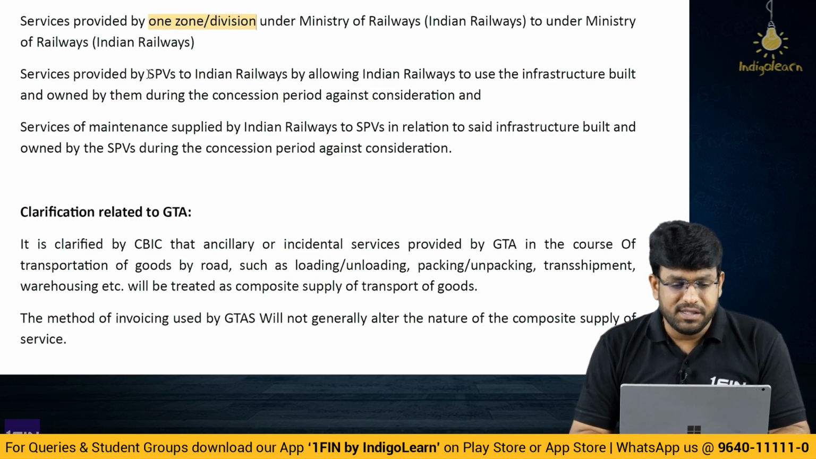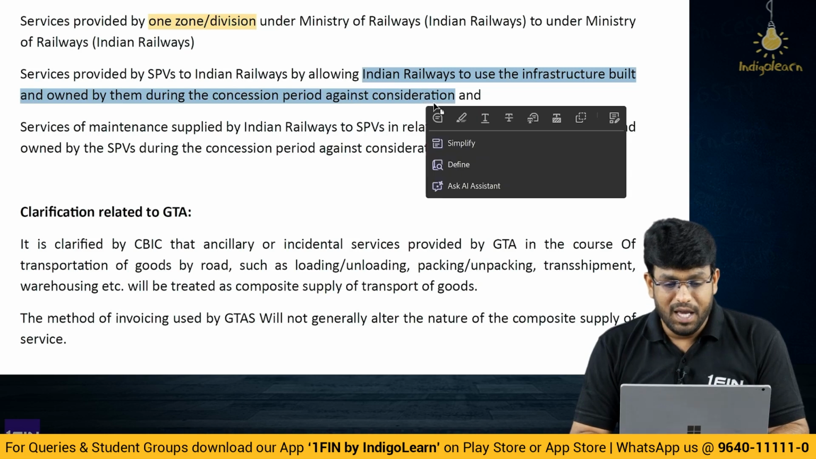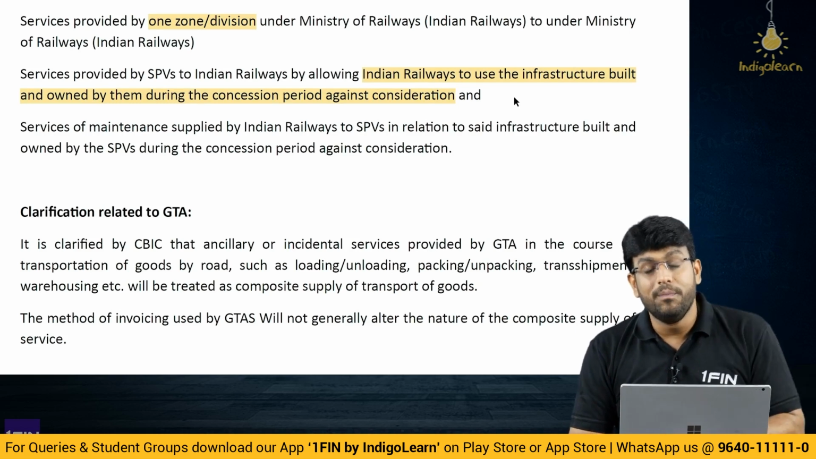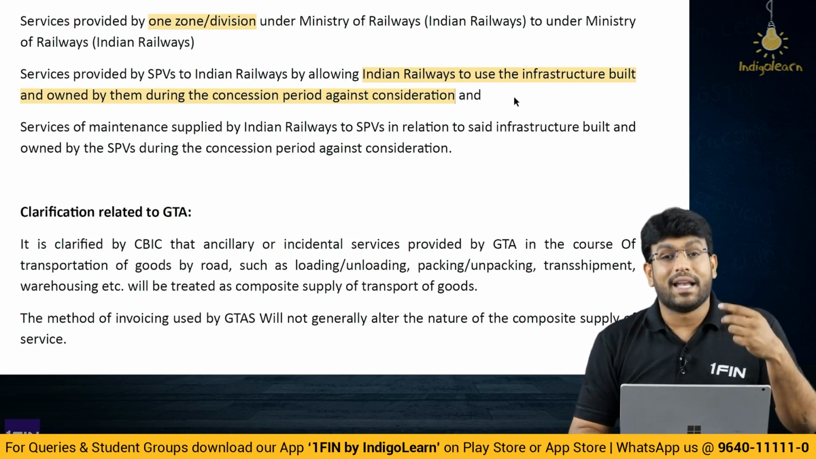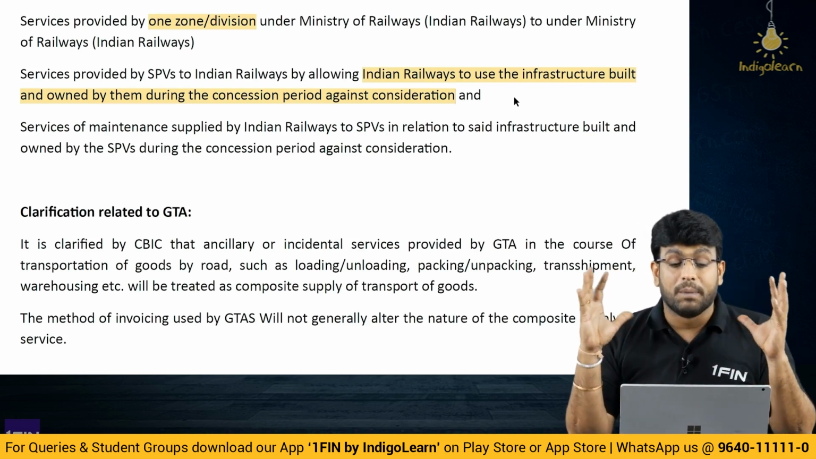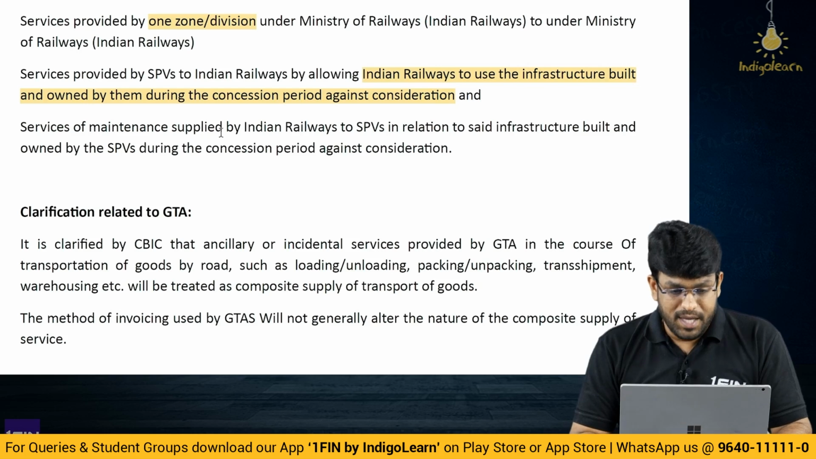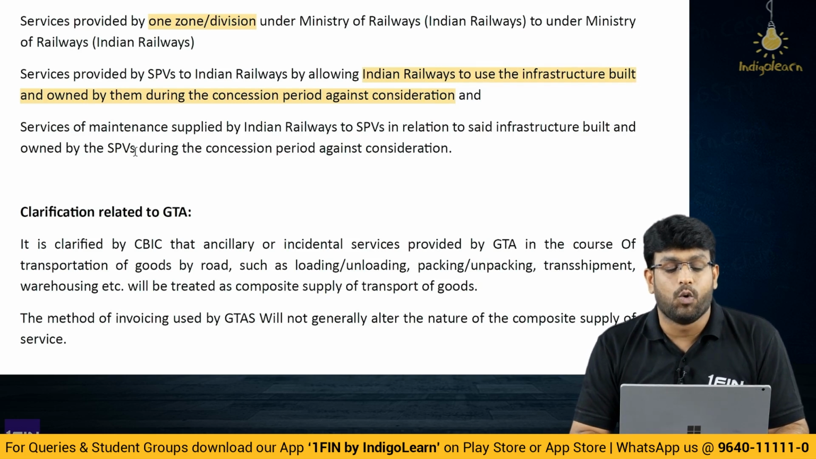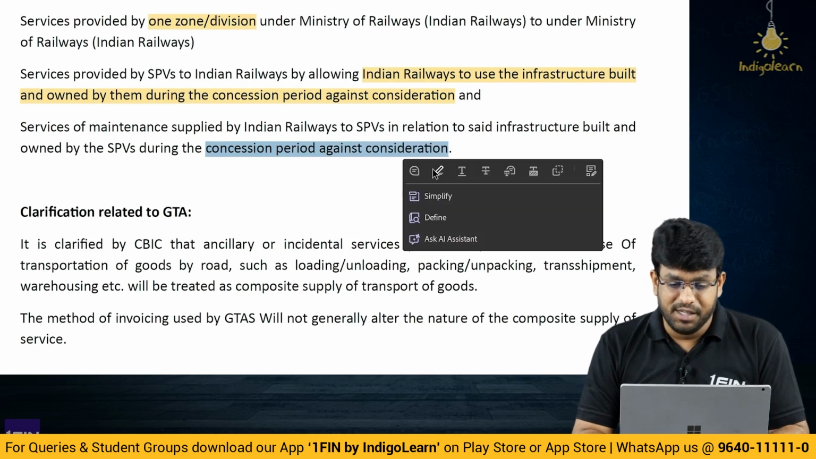Service provided by SPVs, special purpose vehicles, to Indian Railways by allowing Indian Railways to use the infrastructure built and owned by them during the concession period against consideration. So who is giving service to whom? Special purpose vehicles are giving service to Indian Railways, and what kind of service are they giving? They are allowing them to use the infrastructure built and owned by the special purpose vehicles. And service of maintenance supplied by Indian Railways to the special purpose vehicle in relation to the said infrastructure built and owned by the special purpose vehicle during the concession period, that is the contract period, against consideration.